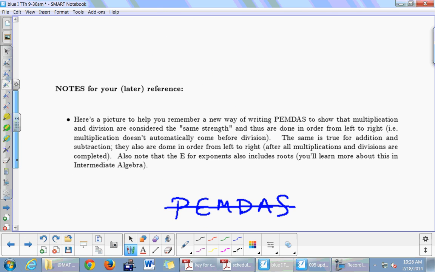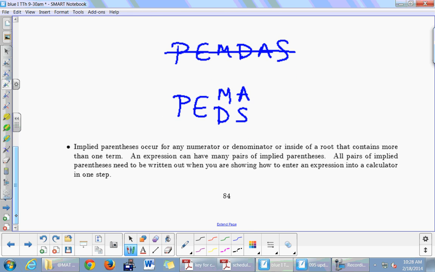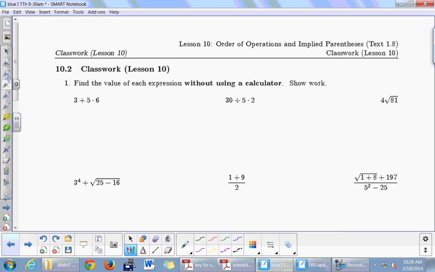Okay, down here is the whole PEMDAS thing that we discussed. You can check it out later, as well as this paragraph on implied parentheses. You're moving on to the next page. Most of it is without a calculator, but some of it will ask you to use a calculator. Let's see how far we can get.